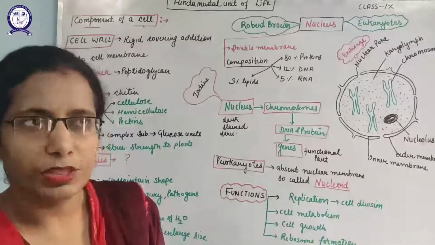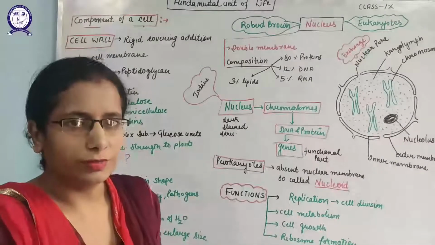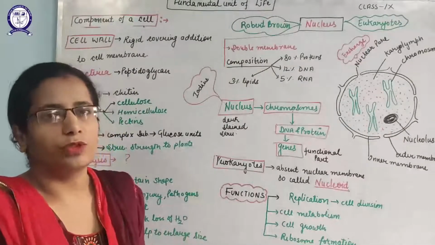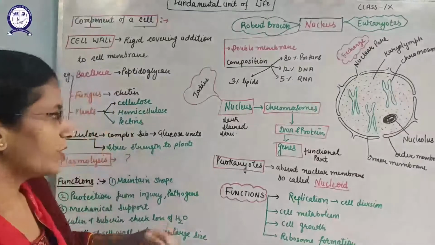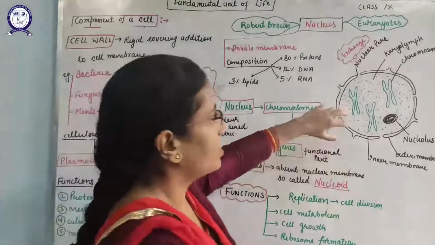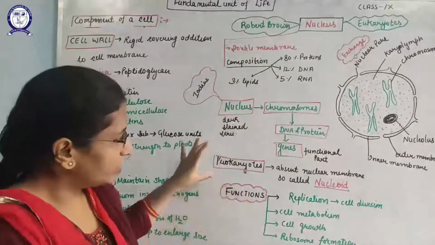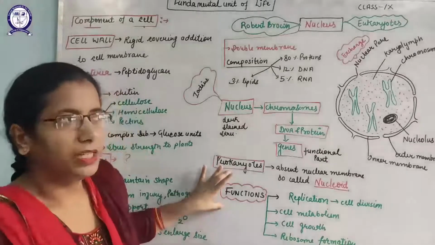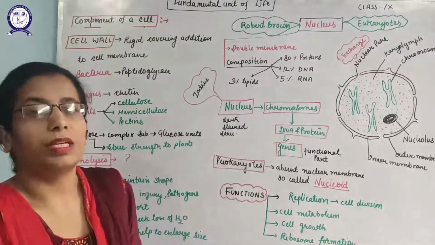DNA is also made up of three parts. One is sugar, second is phosphate, and third is nitrogenous base, that you will study in the higher classes. So what is the function of this cell? Firstly, in the function, DNA which is found in the cells will perform the replication process.